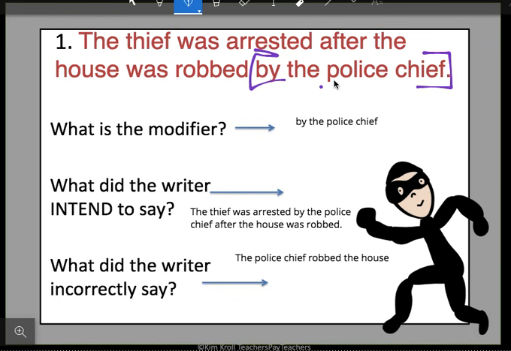However, they put the description here. So it makes it sound like the police chief actually robbed the house because it was robbed by the police chief. However, we want this to really be describing the action of being arrested. The thief was arrested by the police chief after the house was robbed. But because they put it at the end of the sentence here, it is misplaced. It causes confusion and makes it sound like the police chief robbed the house, whereas that's not what they're actually trying to say. So this is a misplaced modifier.